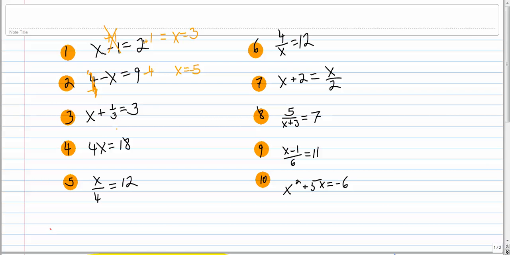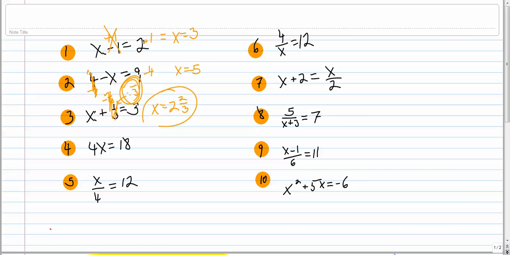Okay? Let's see here. We've got a positive 1/3. Those of you who are fraction phobic, you don't like rational numbers, 1/3, you could put it as 0.3 repeating if you were really desperate. So I've got this positive 1/3, so I'm going to subtract 1/3 from each side. That would get rid of that. And so 3 take away 1/3 is 2 2/3. So there you go. That's that one.